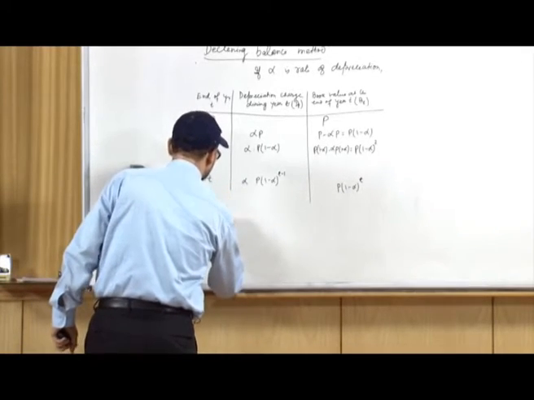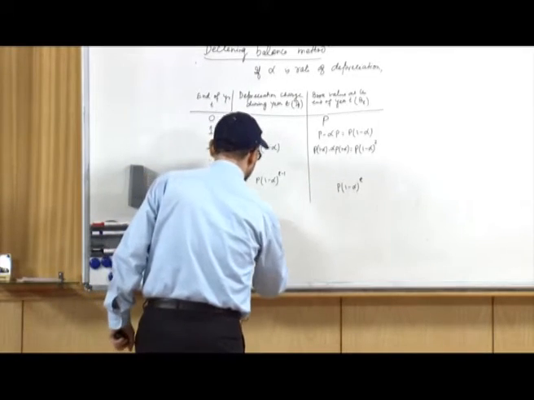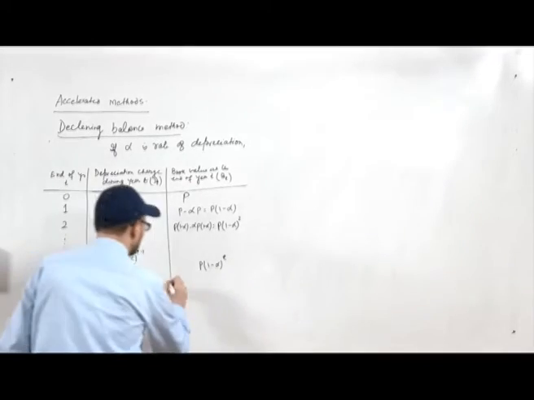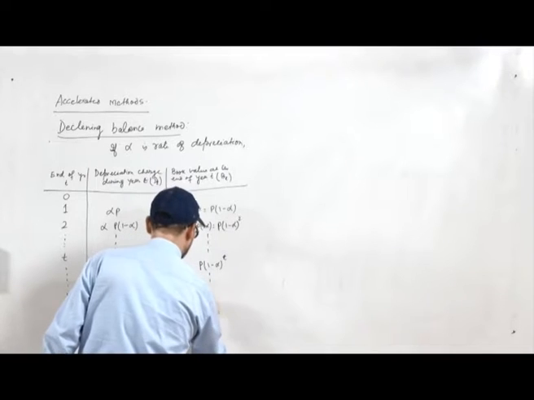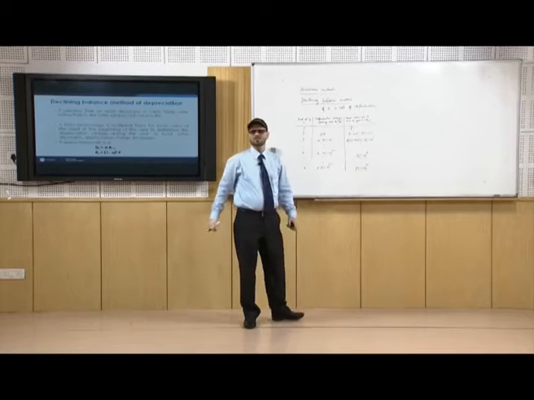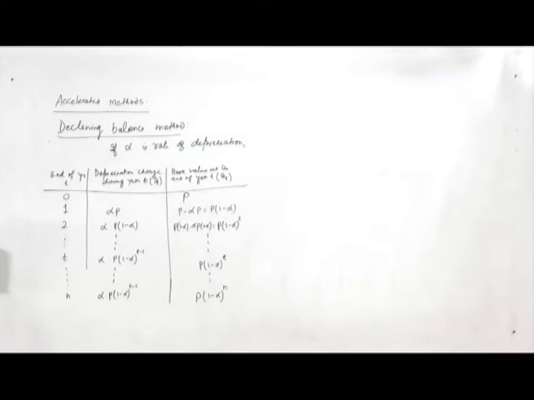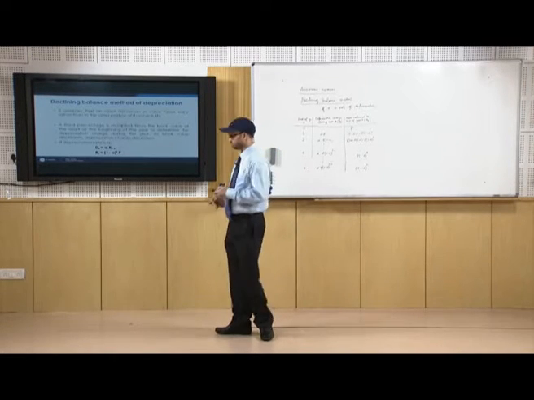Similarly, if you extend this further to n, the depreciation charge during the nth year will be alpha times P times 1 minus alpha raised to the power n minus 1, and the book value at the end of year n will be P into 1 minus alpha raised to the power n. So, this is how the depreciation charge and the book value at the end of year n or year t are calculated in the declining balance method of depreciation.